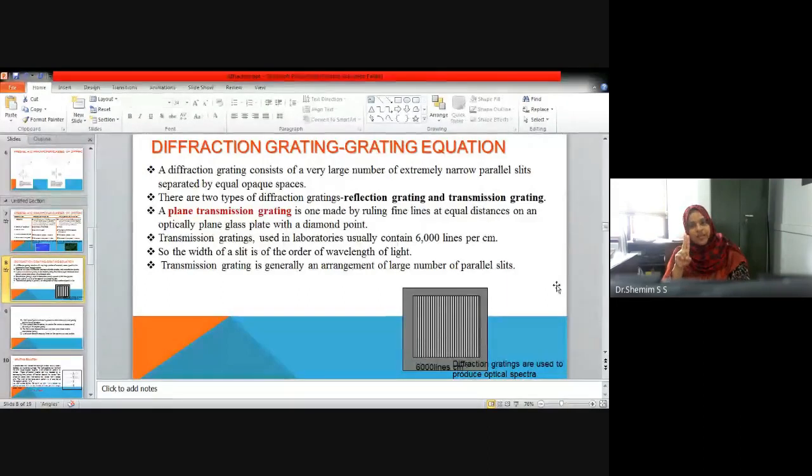Gratings are of two types. One is the plain transmission grating and the other one is known as the reflection grating. So we have transmission gratings and reflection gratings. A plain transmission grating is one in which all these slits will be such that light will be transmitted through these parallel slits. If the incident light is transmitted through all these parallel slits of a grating, then such a grating is known as a plain transmission grating. And if light is reflected from these slits, such gratings are known as reflection gratings.